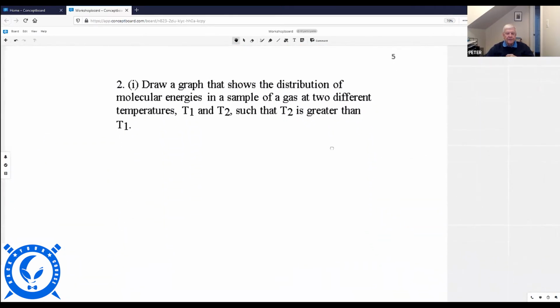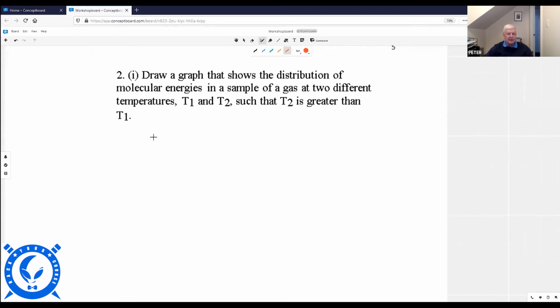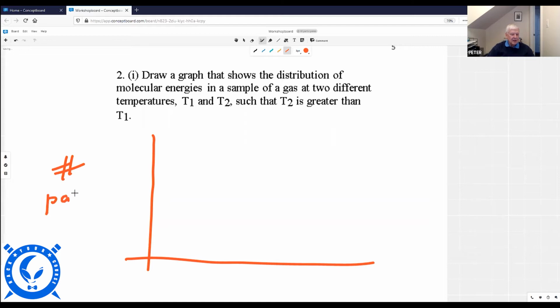So here, the question now asks to draw a graph that shows the distribution of energies in a sample of gas at 2 different temperatures, T1 and T2, such that T2 is greater than T1. So basically, we're talking about Maxwell-Boltzmann plots here. So here's my axis. And then now here, the y-axis is labeled number of particles. And the x-axis here is energy.